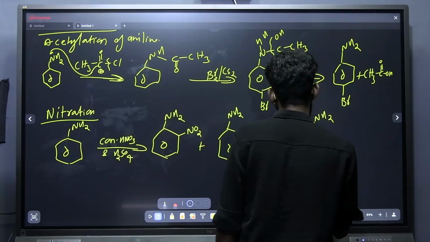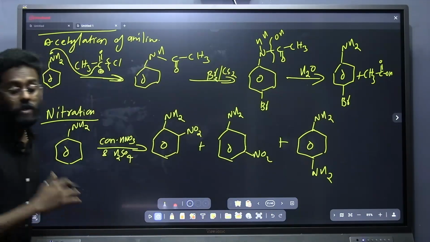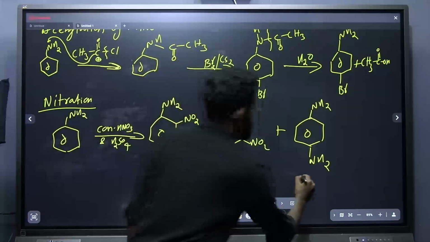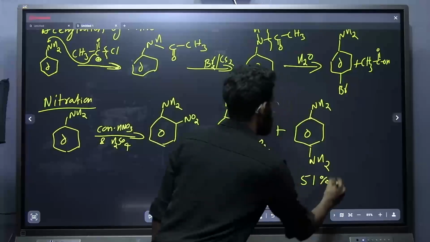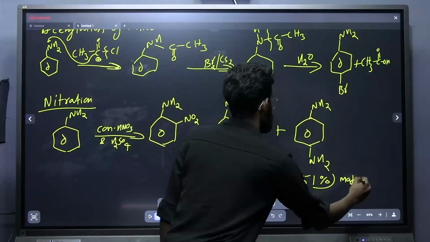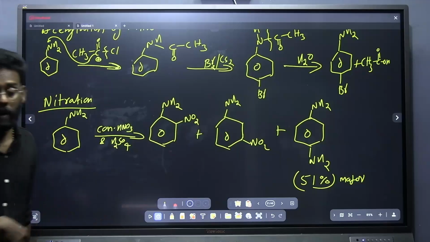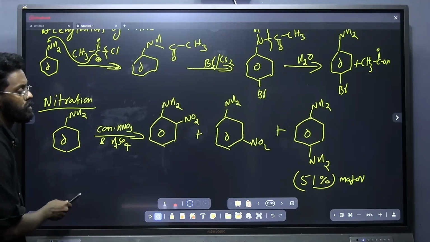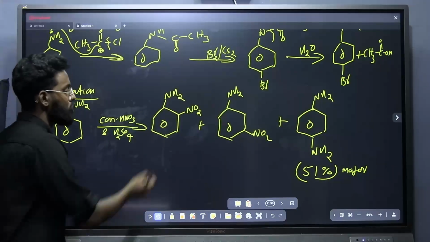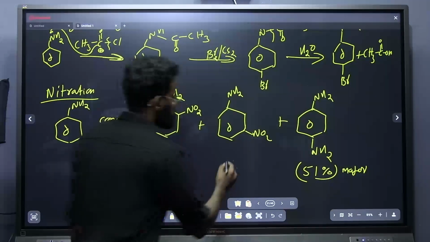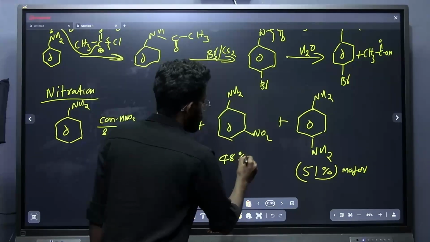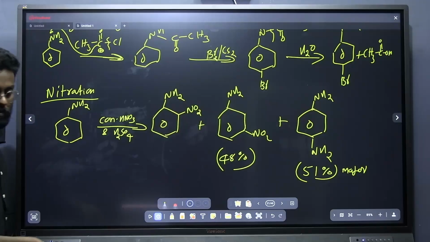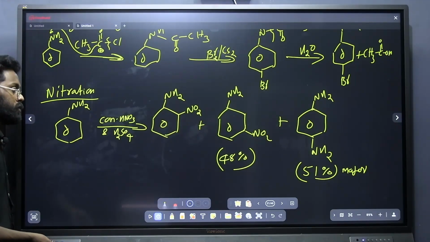Okay, NH2. Now the question is, among this, which is the major one? Here, anyhow the para is the major one. It is forming 51%. Now after para, which is the next major one? We will be expecting that ortho is the next major one, but actually ortho is not. Meta is the next major one. Meta is coming around 48% of it.